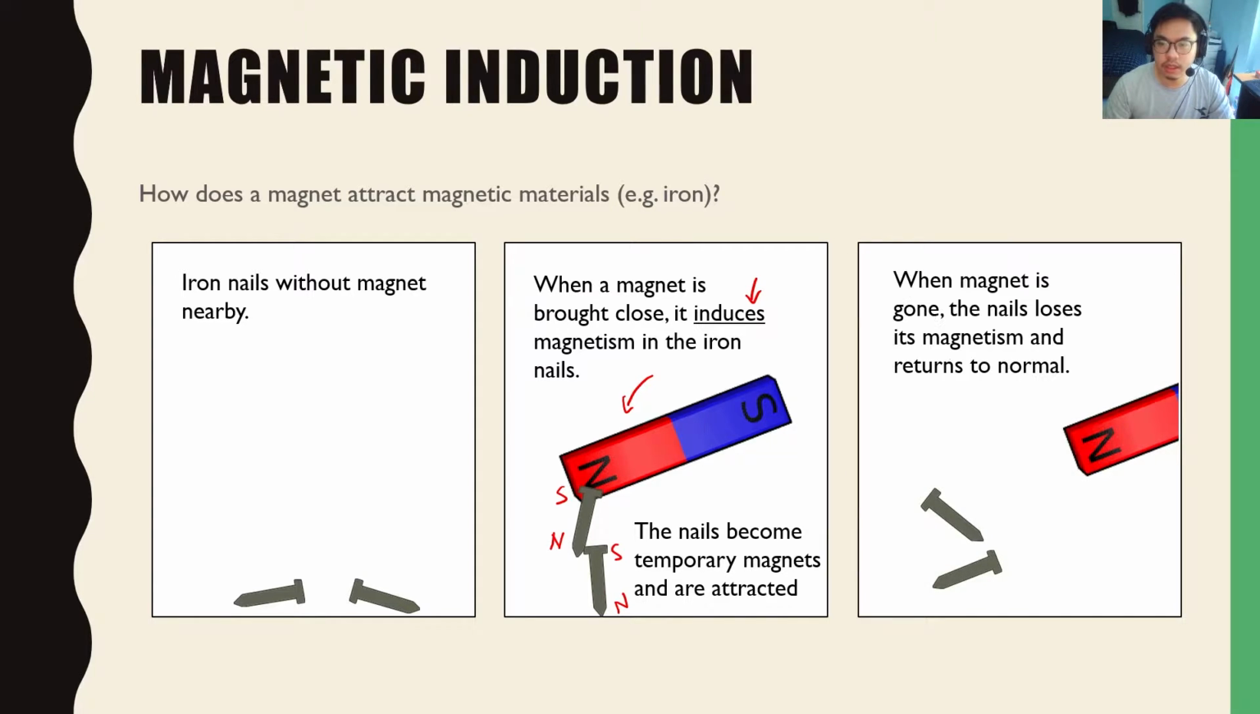But once you remove the magnet, so the magnet is far away, the nails lose their magnetism. So it's no longer being induced by the magnet and returns back to normal, so it doesn't get attracted anymore. So this is magnetic induction.